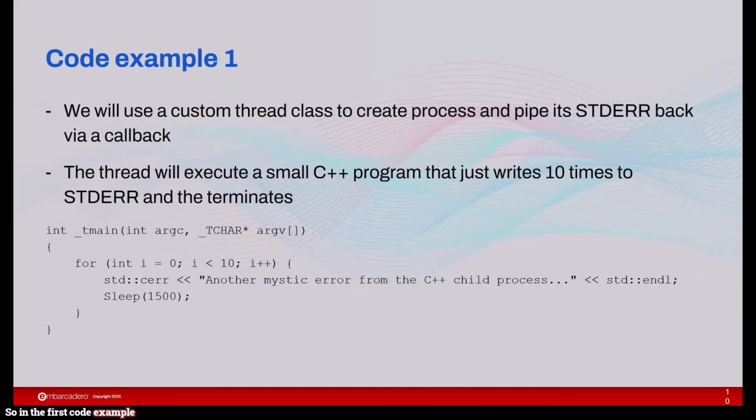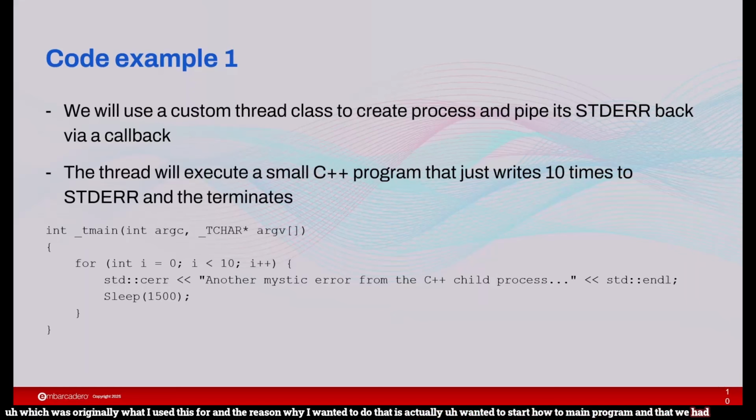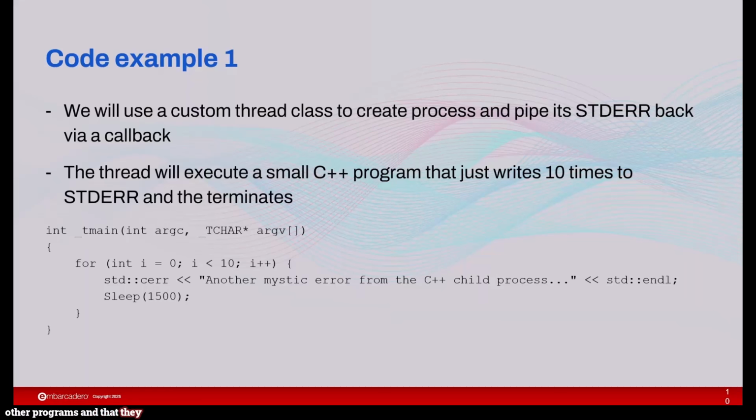So in the first code example, which was originally what I used this for, I wanted to have a main program and a lot of other programs, and we needed to remember to start these. Also, if one of these external programs died, we had no notification on that. So we wanted to control the external process and get their standard error stream back through a callback.